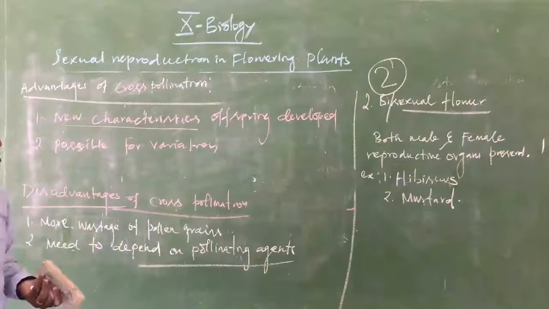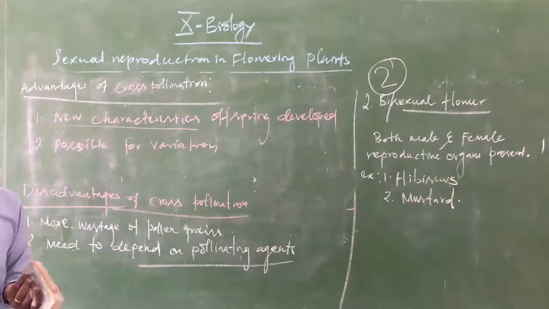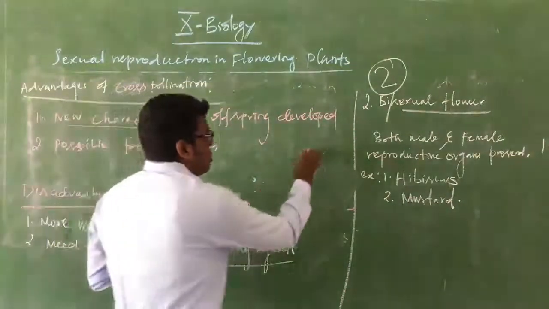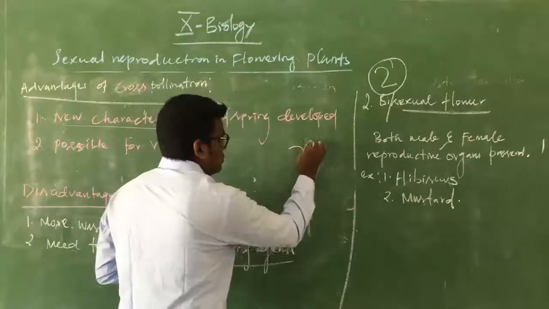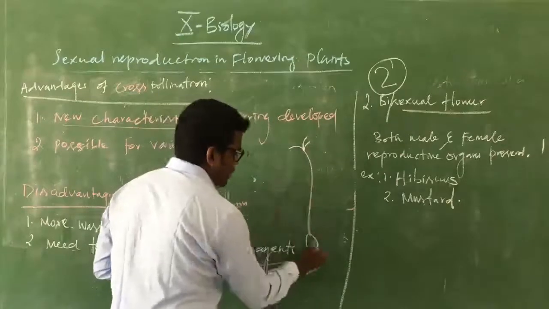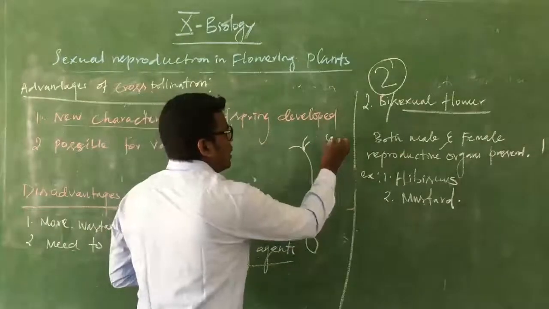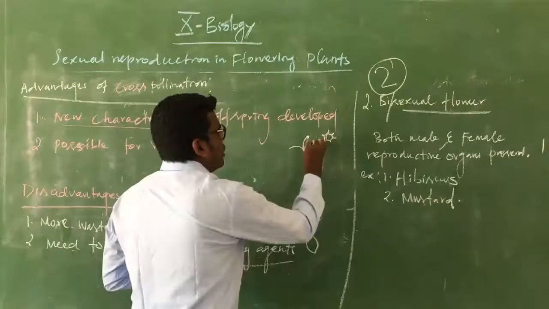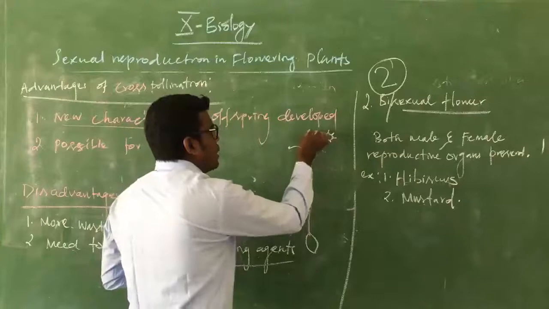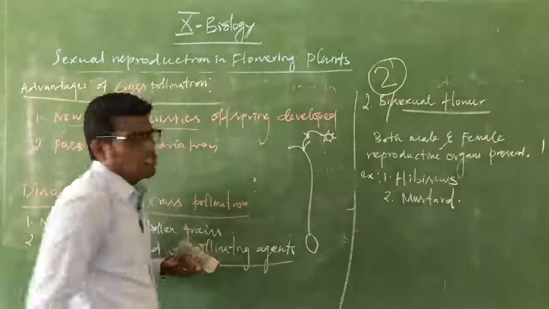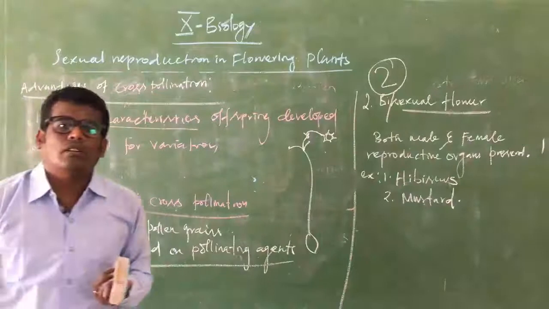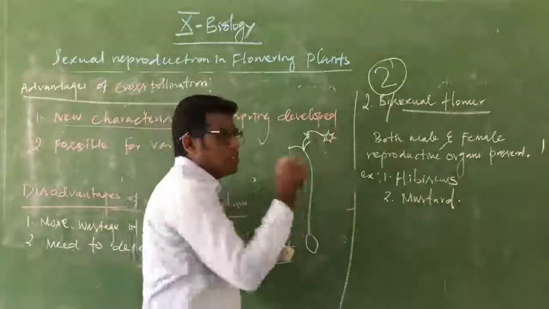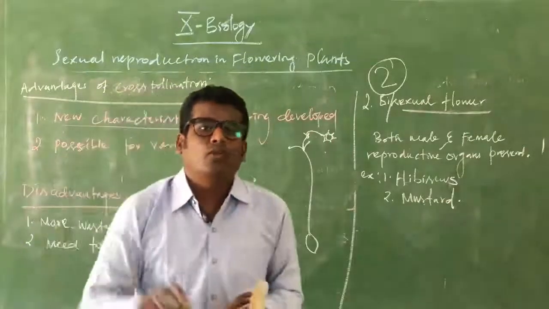Cross pollination. How do the pollen grains attach to the stigma? For example, this is the stigma. The stigma is of a sticky nature. These are pollen grains. So what will happen? Easily it is attached to the stigma. Sticky nature is there, and also the pollen grain surface is rough and tough, so easily it is attached.